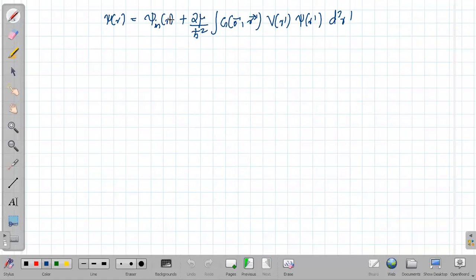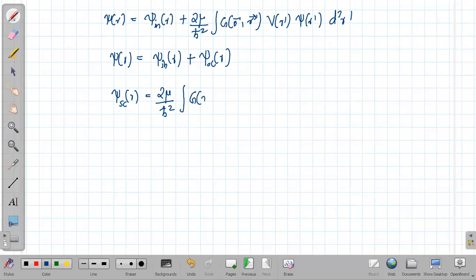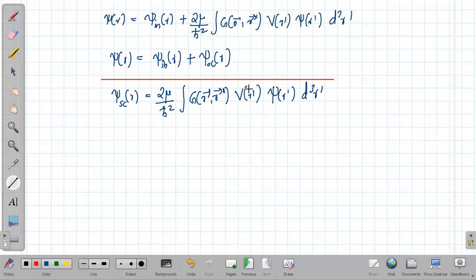Then what about this term? On comparing with the total wave function, which is the superposition of the incident and scattered wave function, we can identify that the scattering wave function will take the form 2 mu by h bar square integral g of r comma r prime v of r prime psi of r prime d cube r prime. Now we have got the expression for the scattering wave function.